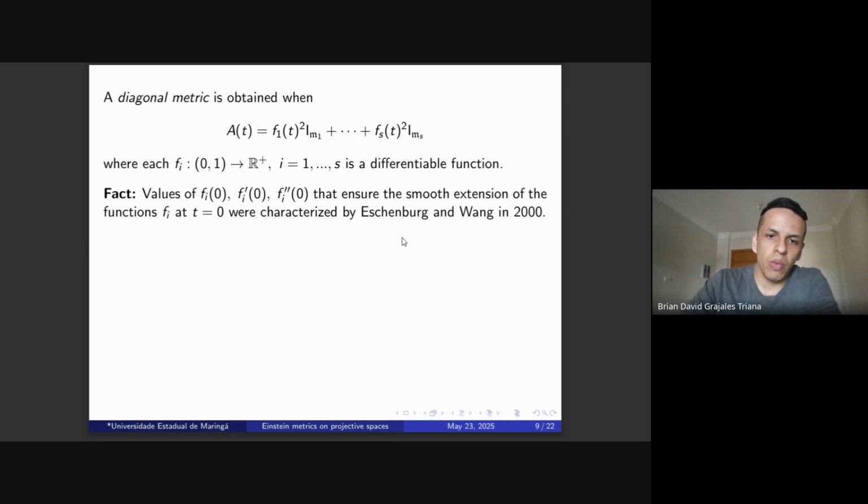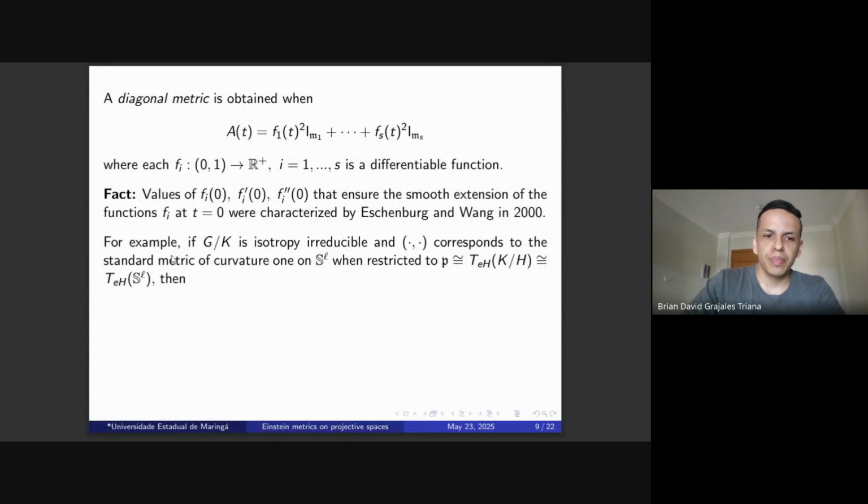So that problem was already solved by Eschenburg and Wang in 2000. In a more general context, they gave conditions on the boundary to ensure the smooth extension of the G-invariant metric. So we know that in this case, for example, we can give conditions on the functions, on their first order and second order derivatives, to extend the functions to 0. To 1 is the same thing, because this is local.